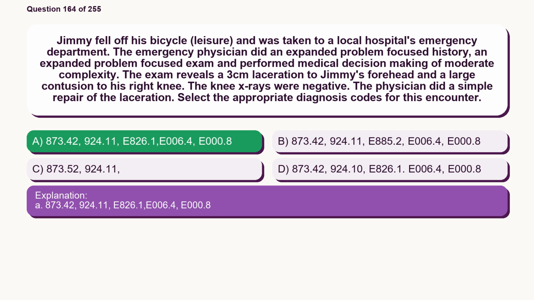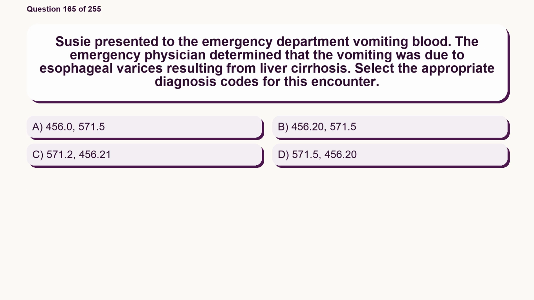Question 165. Susie presented to the emergency department vomiting blood. The emergency physician determined that the vomiting was due to esophageal varices resulting from liver cirrhosis. Select the appropriate diagnosis codes for this encounter.